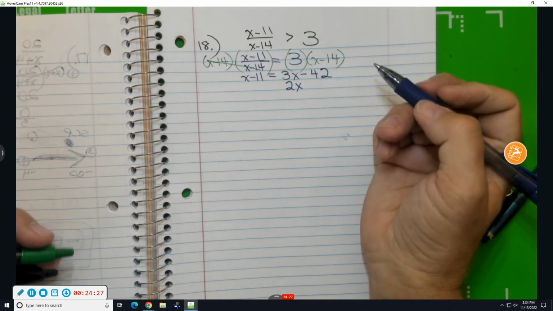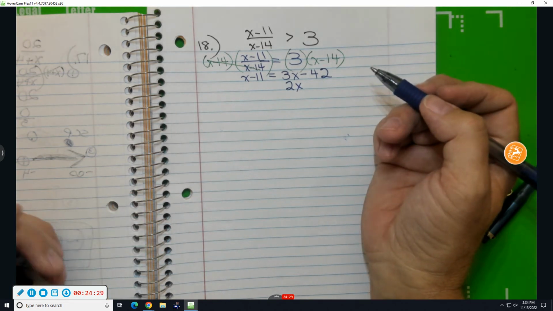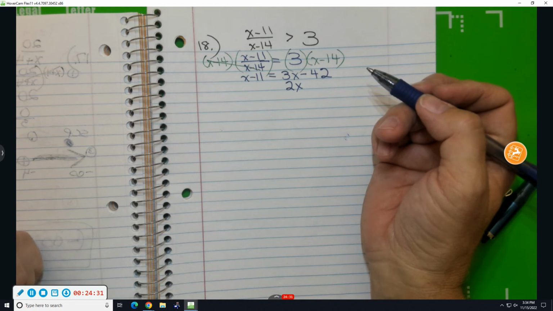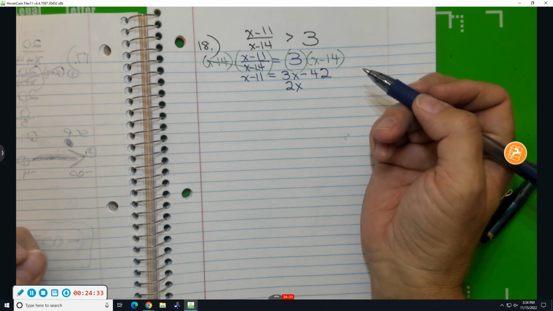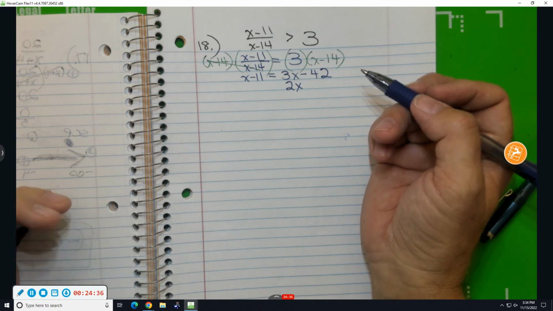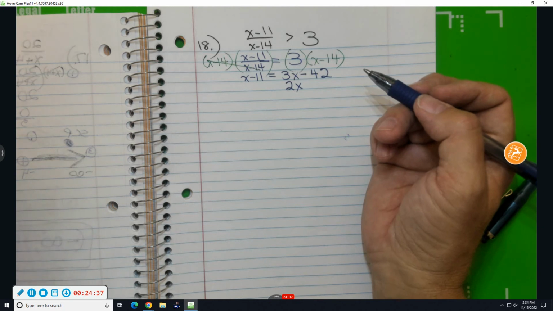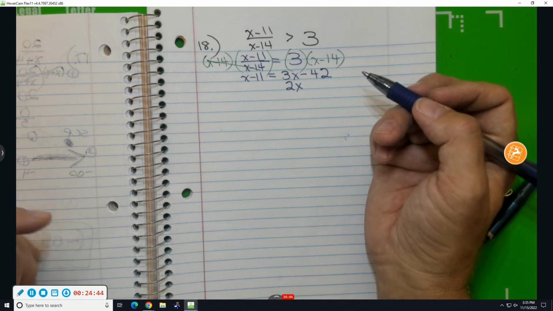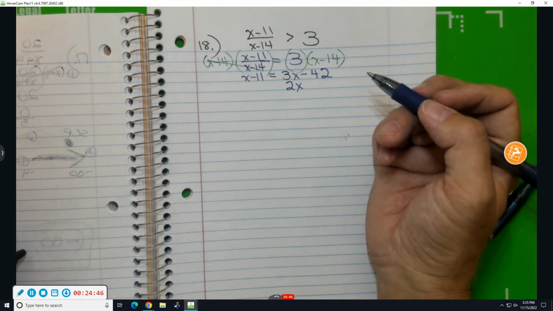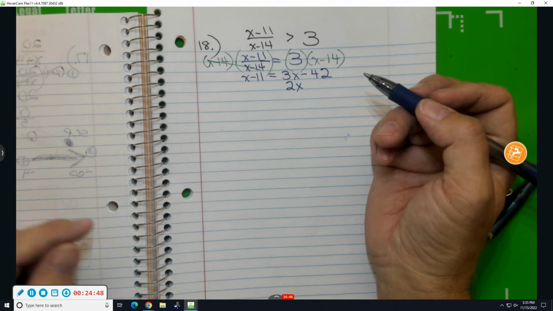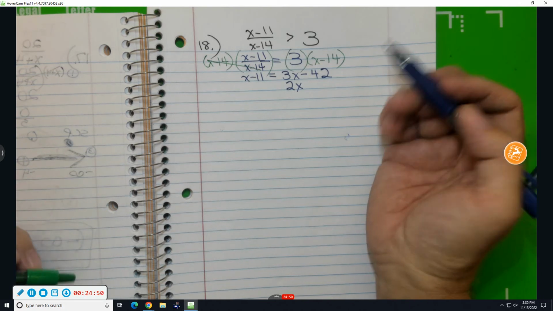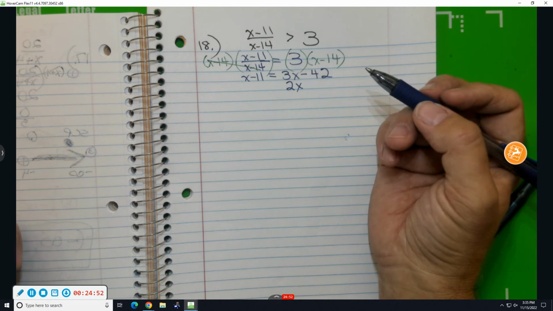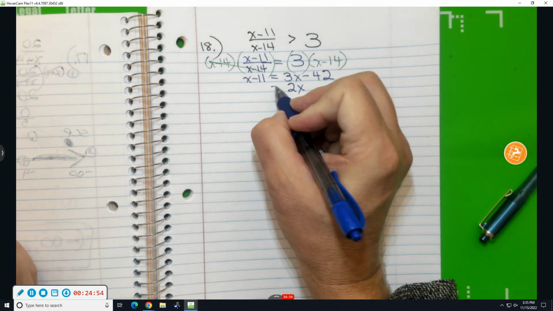Notice, am I having to factor here? As I'm going through this, do I have to factor? Do I have any even exponents appearing anywhere in the problem? No. So this thing's not going to be a true, false situation. It's going to alternate. I'll be able to just check one interval and assume an alternating pattern.